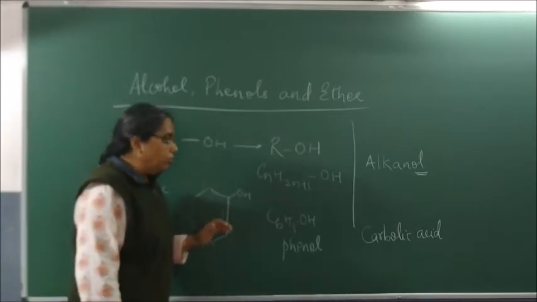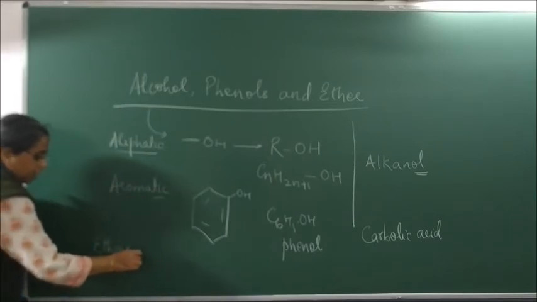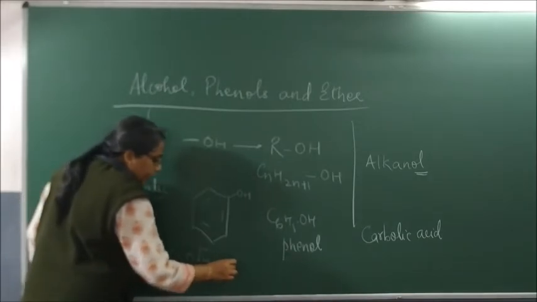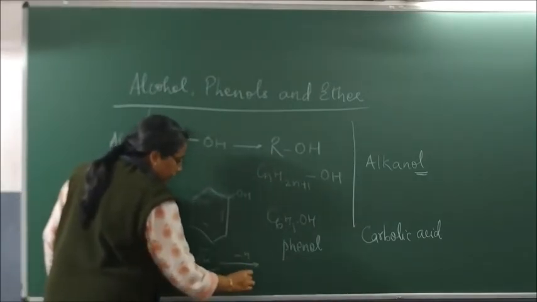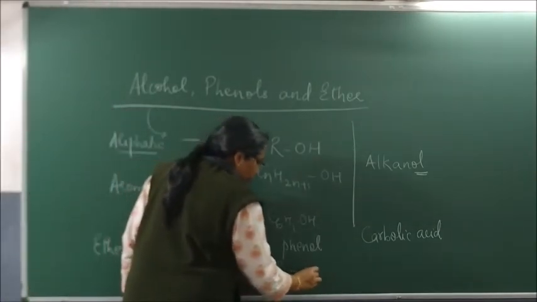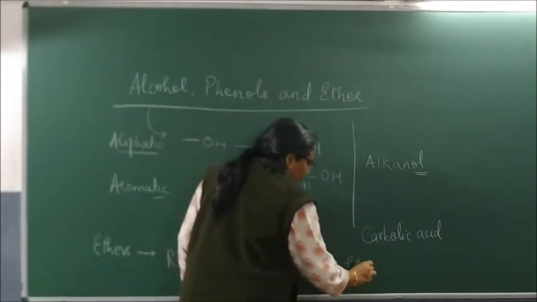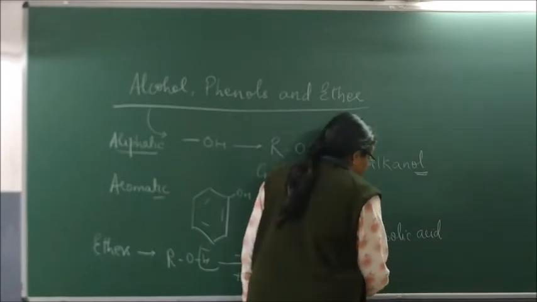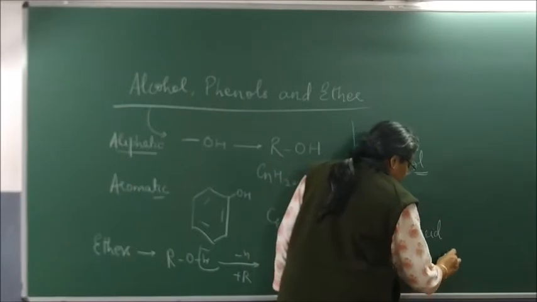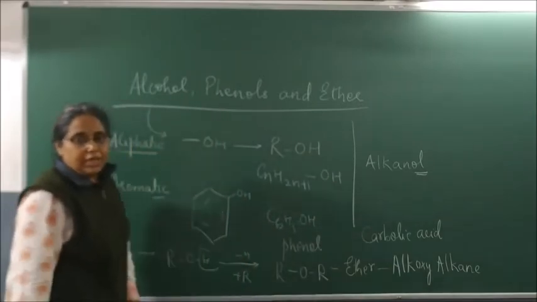Now, regarding ether. Ethers are, when I replace from the alcohol the H, and I replace the H with an alkyl group, so I get what? ROR. So this ROR is called as ether. Its IUPAC name is what? Its IUPAC name is alkoxy alkane. What is the IUPAC name of ether? The IUPAC name of ether is alkoxy alkane.